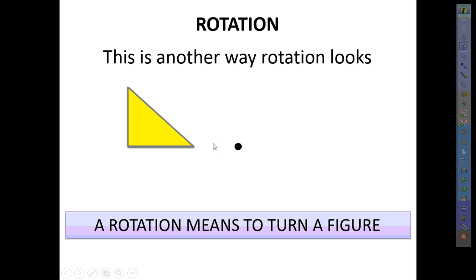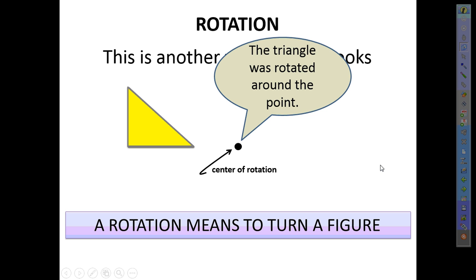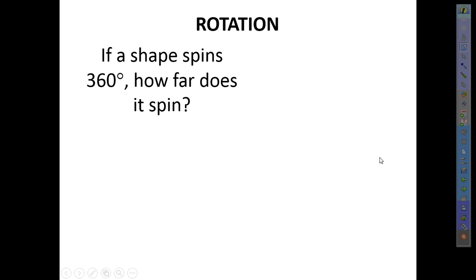This is another way a rotation may look. Let's say the point is not on the shape. Think about the Earth revolving around the sun. The sun is not on the Earth, thankfully, so it rotates around it. There's our center of rotation. It is rotated around that point, so it goes around and around and around, and that was our center of rotation. So rotating is to spin around a point.